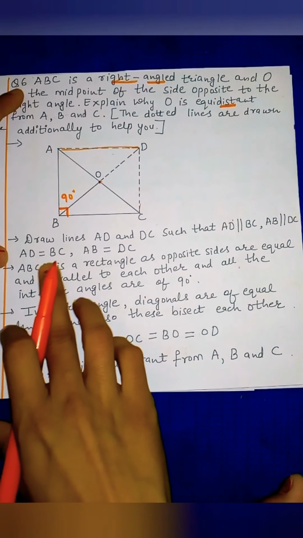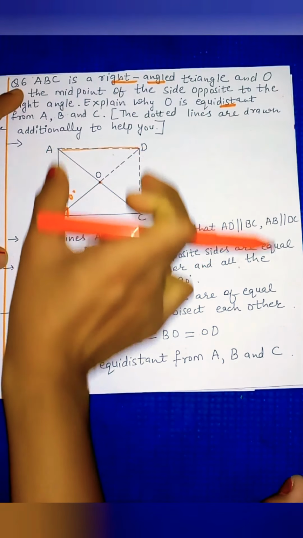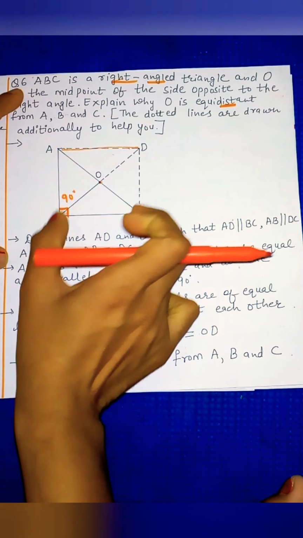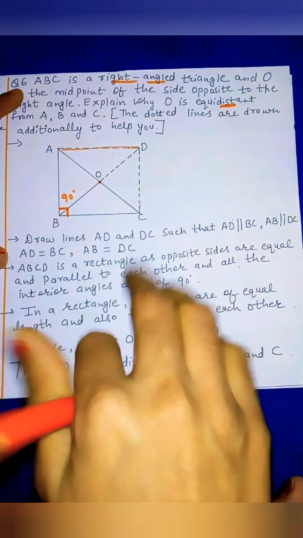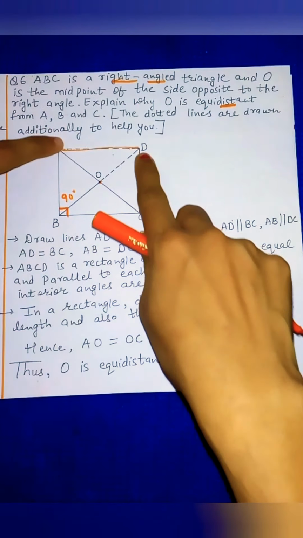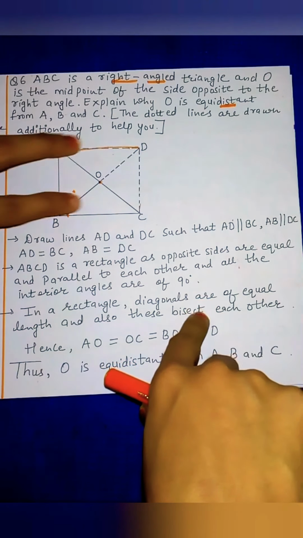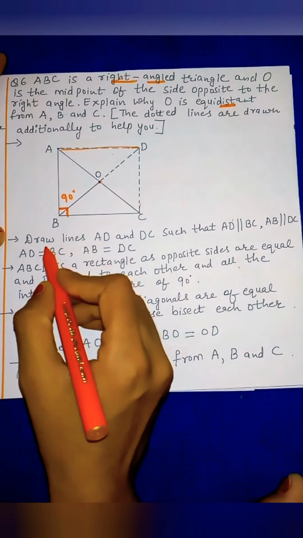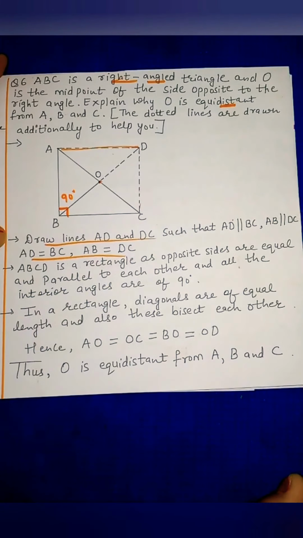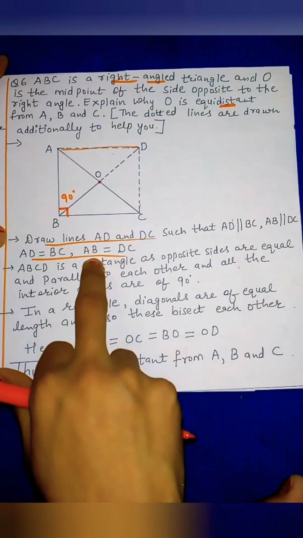Also AD is equal to BC. This AD and this BC will be equal. They are parallel and they are at equal distance. This is 90 degree. So AD and BC are equal, and also AB and CD are equal. So this much we can write from the figure: AD equal to BC and AB equal to DC.